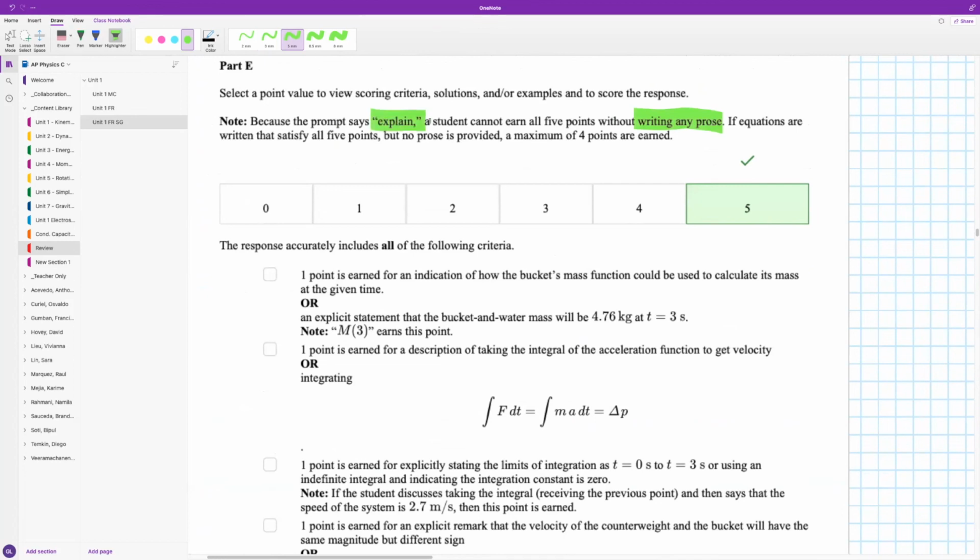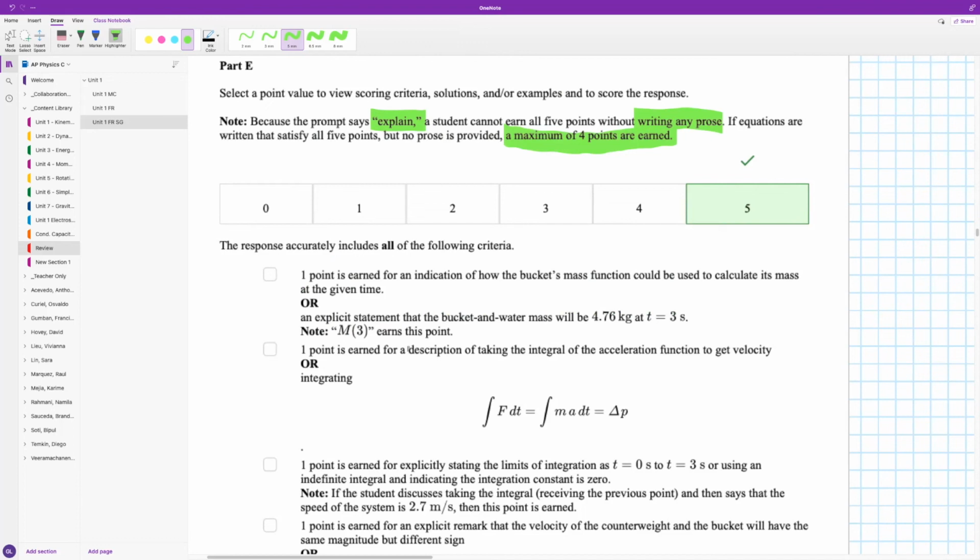And I did post those in the Google Classroom so that we know what is expected of us when they say these specific terms in the questions. If equations are written that satisfy all 5 points, but no prose is provided, a maximum of 4 points is earned. So 1 point is earned for indicating how the bucket's mass function could be used to calculate its mass at a given time. An explicit statement that the bucket and water mass will be 4.76 at 3 seconds would also give us this point. Note, m of 3 earns this point.